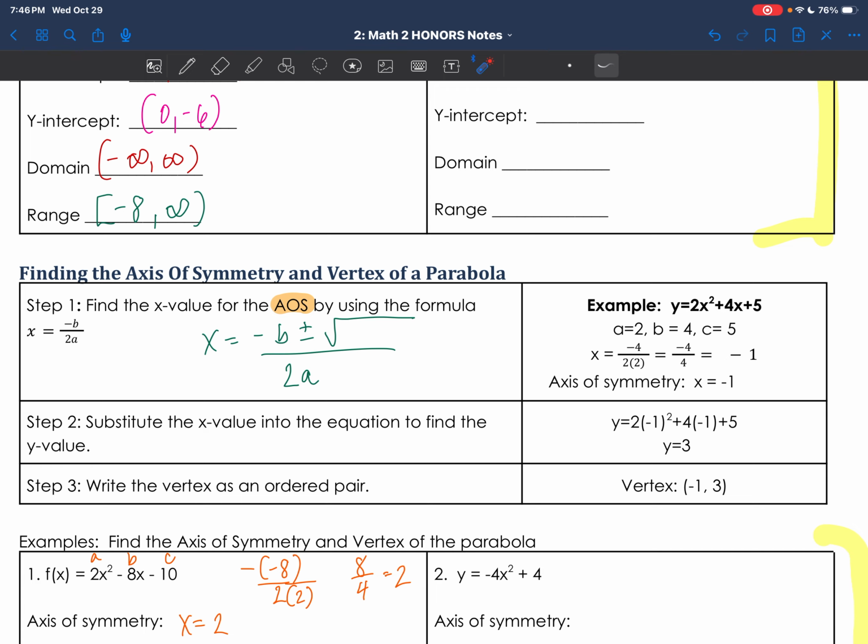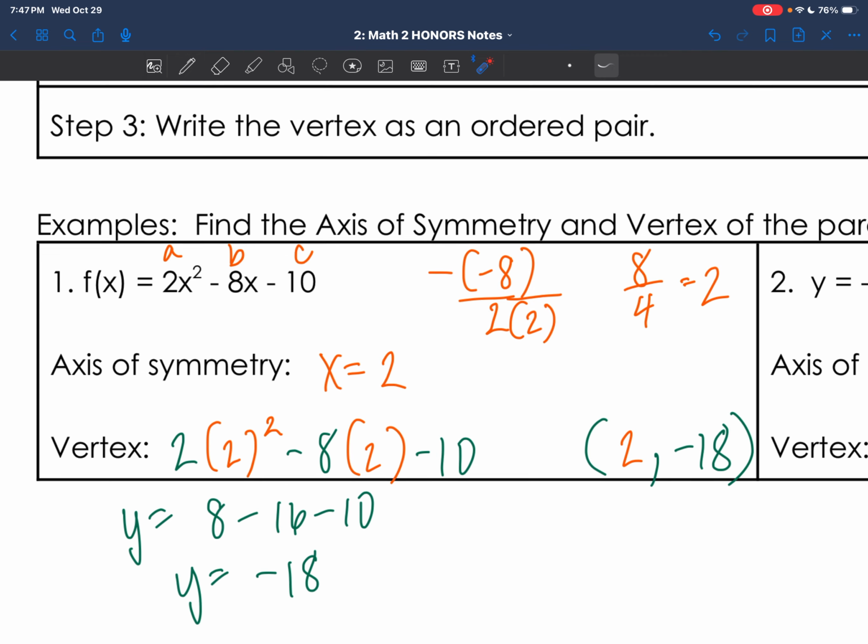So if you were to look, you find 4, plug it in, times 2, and you would have gotten -1. Once you get this, this is your axis of symmetry. And that's also your x value and your vertex. Now once you know x is -1, substitute that value into your original equation, and then you're going to solve for y. So let's get started with this one.